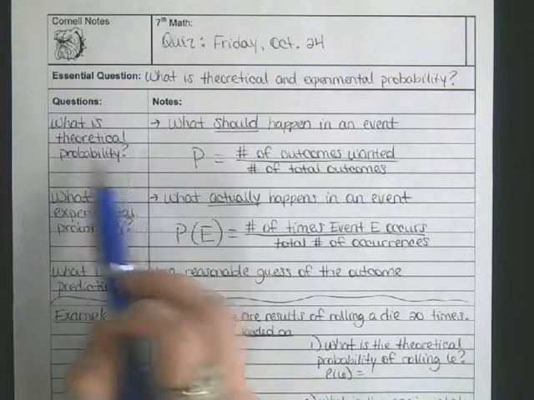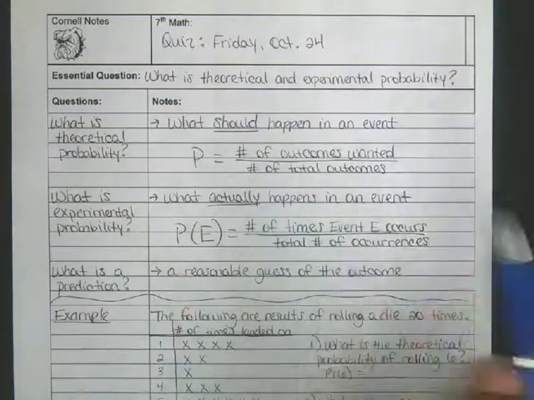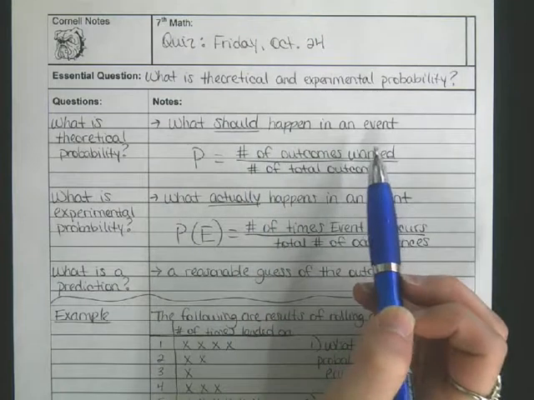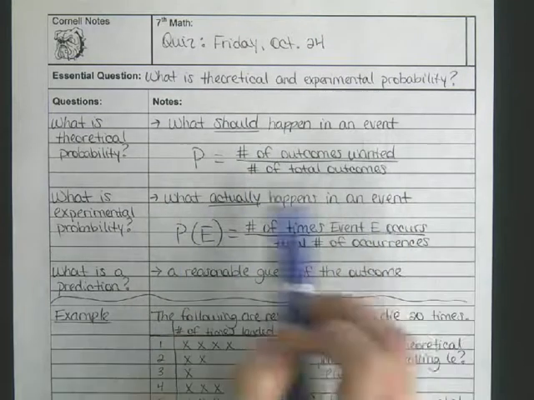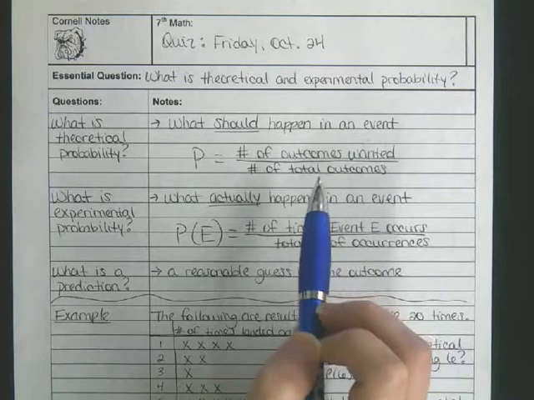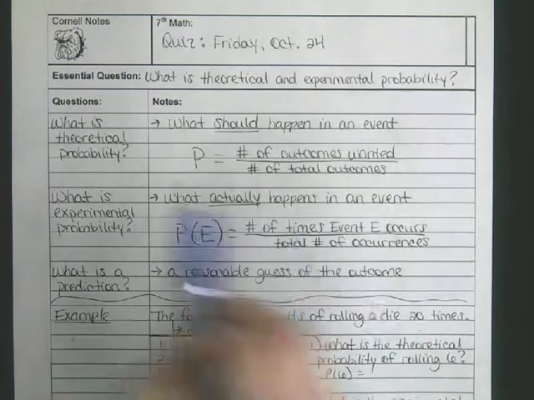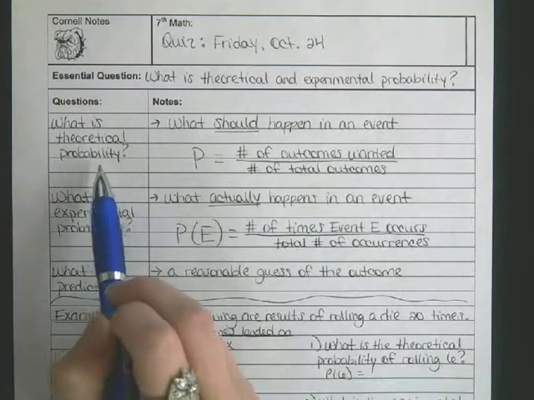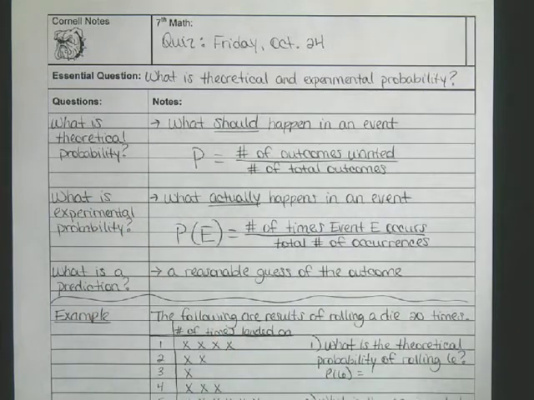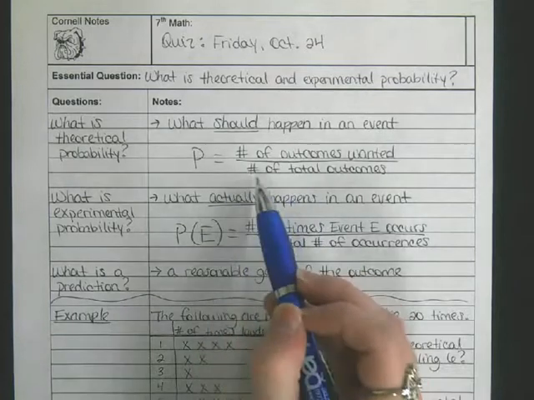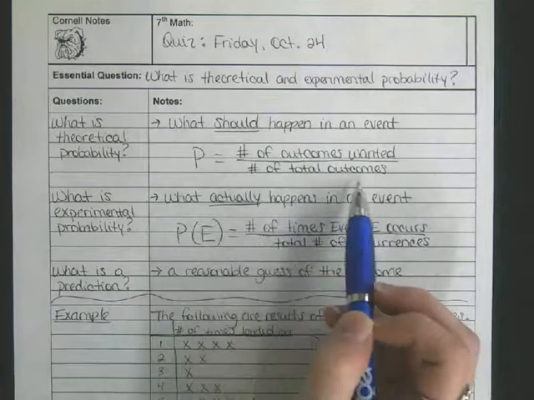So, what is theoretical probability? Well, that is just what should happen in an event. And guess what? This is actually what you've been focusing on for the past 2 weeks. All of these probability problems that you've already solved have to do with theoretical probability. You're just writing down what should happen in an event, and that means it's the number of outcomes wanted over the number of total outcomes.